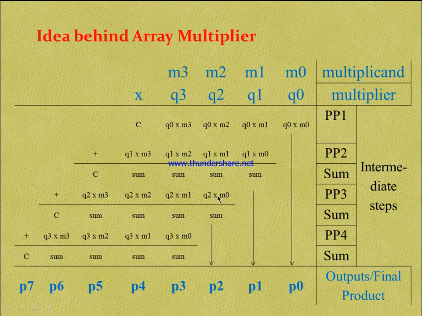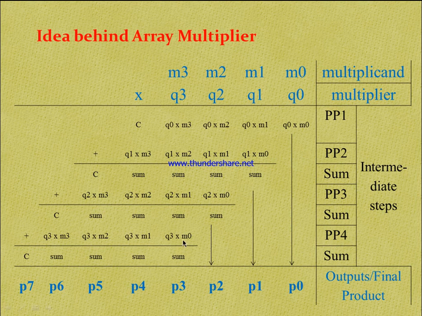So this sum should be added with this partial product and I will get the next sum. In this way this is added with this and I will get the next sum. In this way all the operations are performed here. Now the last Q3 bit should be multiplied with all the bits of the multiplicand. That means Q3 into M0, Q3 into M1, similarly Q3 into M3. So I will get the last partial product, or partial product 4.